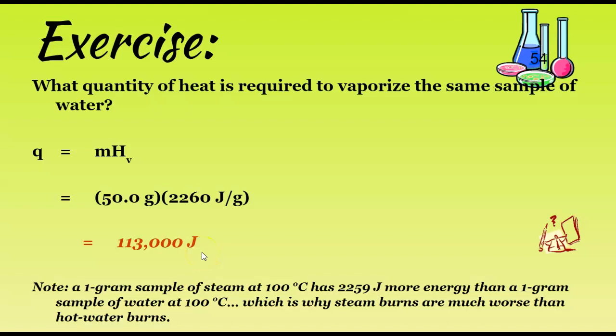So note this: 1 gram sample of steam at 100 degrees Celsius has 2,259 joules more energy than 1 gram sample of water at 100 degrees Celsius, which is why steam burns are worse than hot water burns. When you are dumping out that boiling water, the steam hitting you burns more so than if you were to dump the water on yourself.